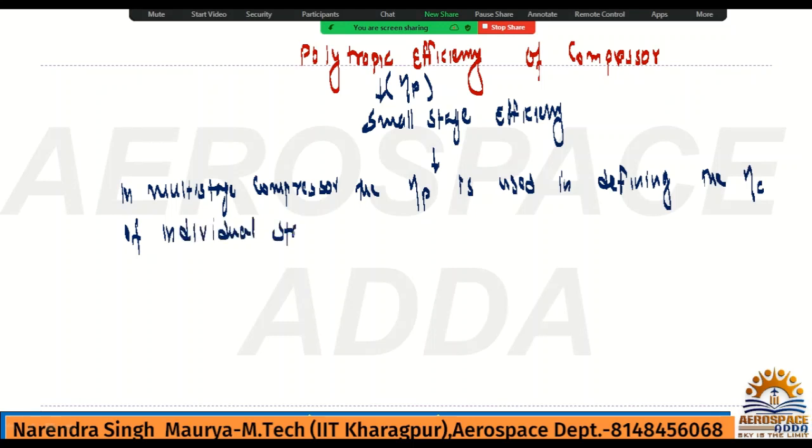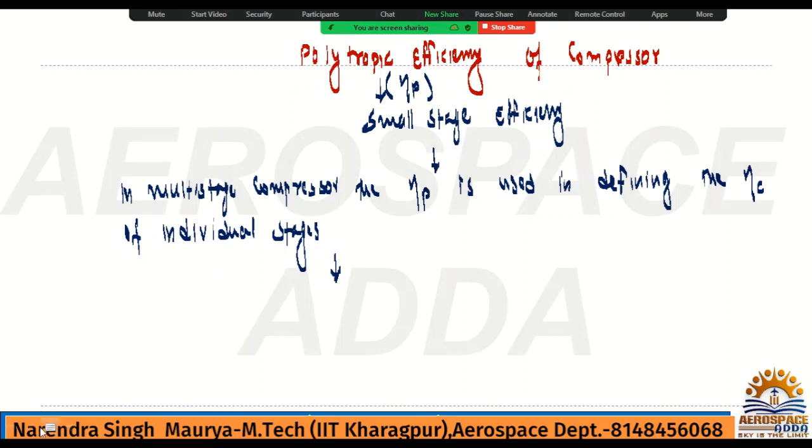Hope you understood why this always comes in multi stages. For a multi-stage compressor, if you want to go for the individual stages, then the polytropic efficiency is basically used to define the isentropic efficiency. Otherwise, that definition I had given: the polytropic efficiency is defined as the isentropic efficiency of an elemental stage of the compressor.